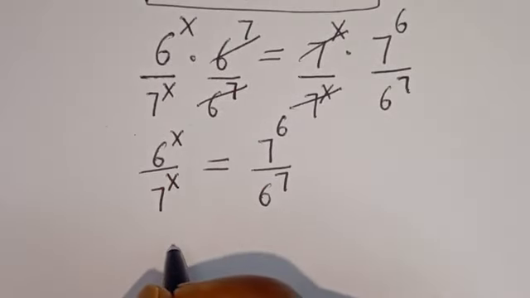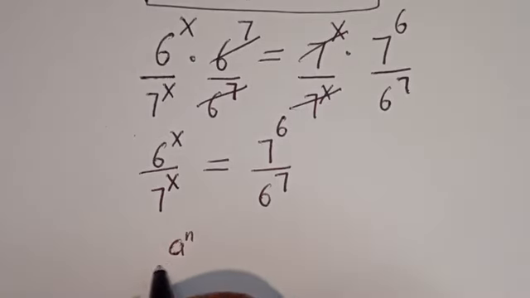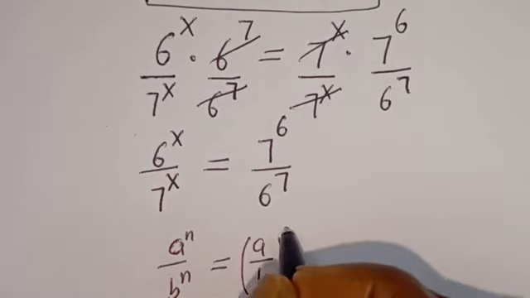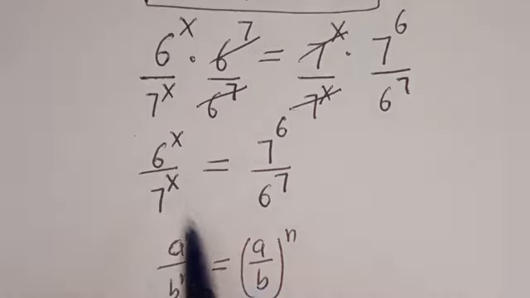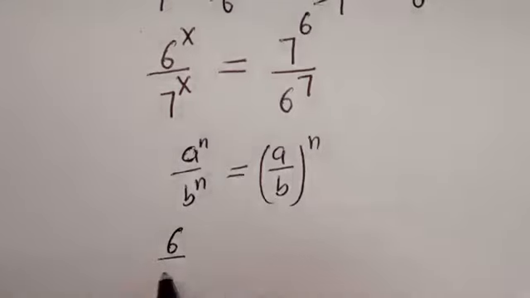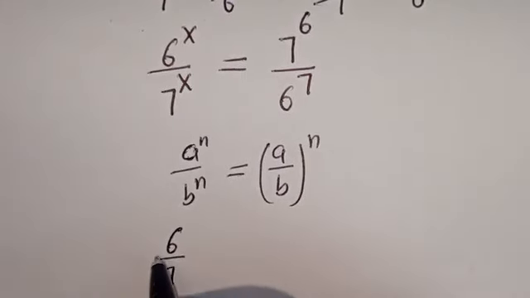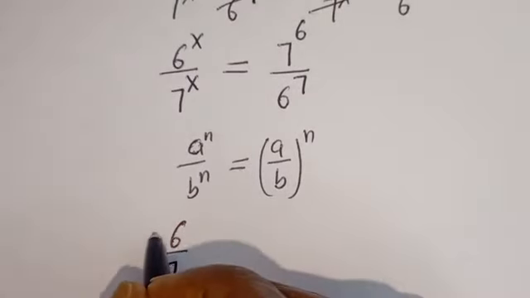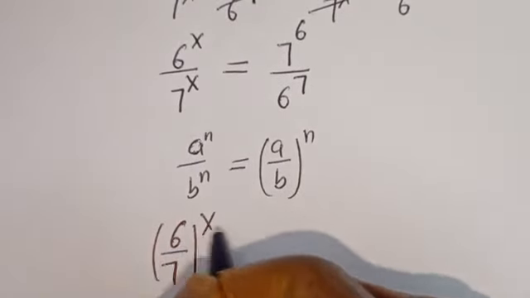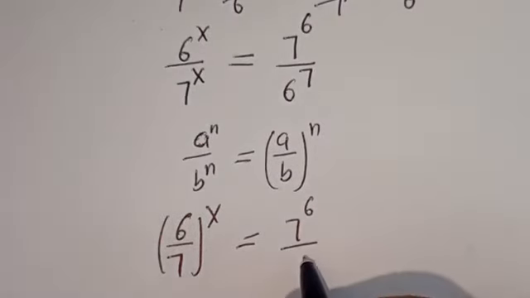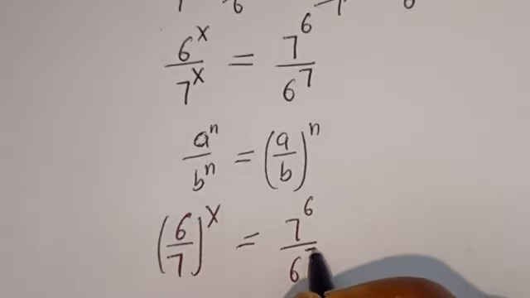Then take note of this, that if you have a to the power of n divided by b to the power of n, this is equal to a divided by b all to the power of n. Then this can be written as 6 divided by 7 all to the power of x is equal to 7 to the power of 6 divided by 6 to the power of 7.